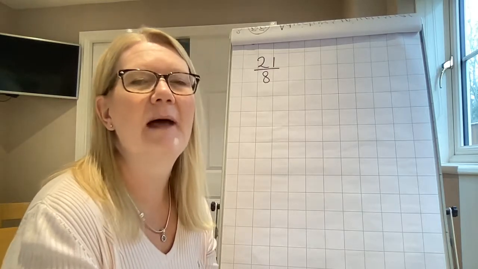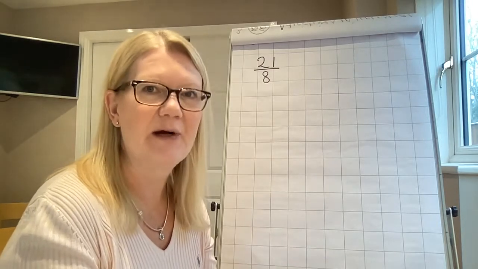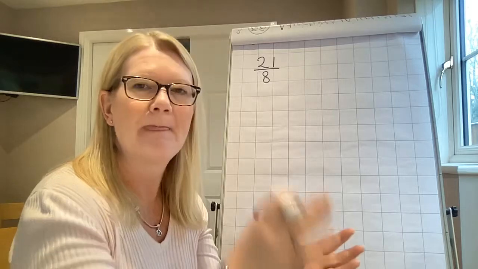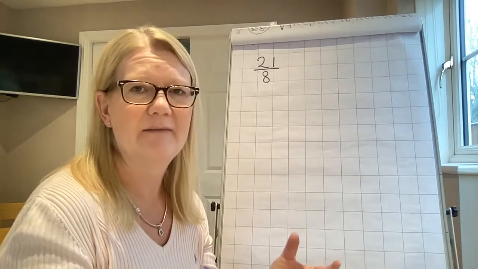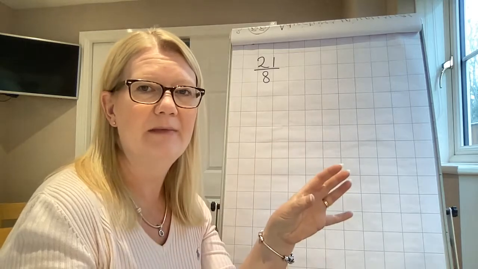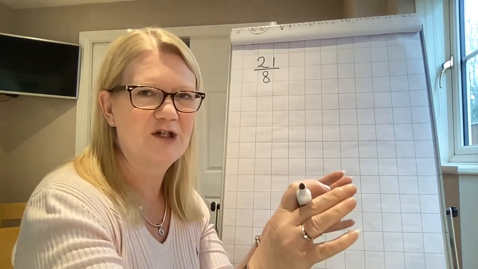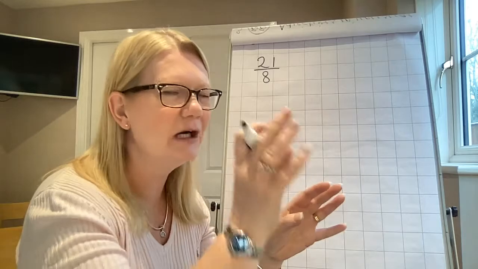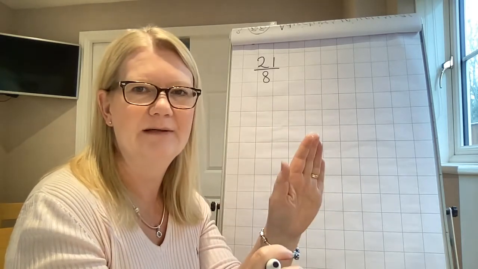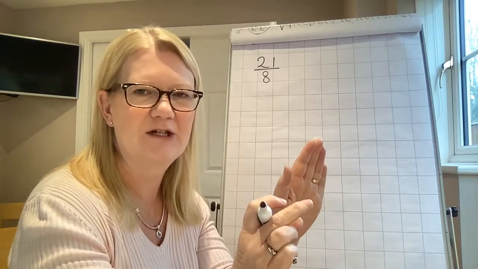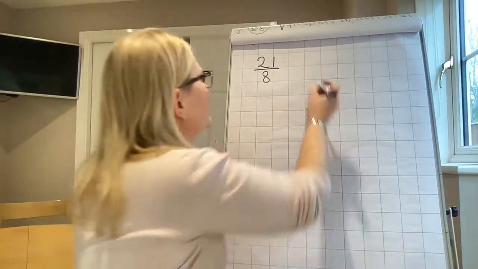So I want to convert that back to a mixed number so I can see the number of whole pizzas and the part of a pizza. Right, so your mixed number is your integer, your whole number, and a proper fraction. You can't have a mixed number that includes an improper fraction. A mixed number has to be a whole number and a proper fraction.